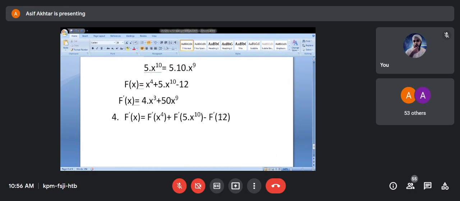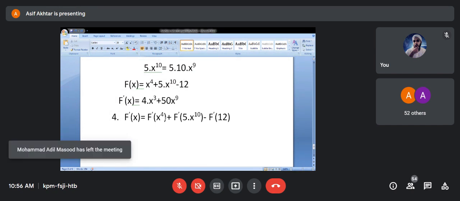Number four is when the expression or function consists of many terms, especially plus and minus. I'm talking about only plus and minus. I'm not taking multiplication and division. I'm only taking plus and minus. So if the sign is plus or minus in between the expression, the rule says that you take the differentiation of each term separately and put the answer.